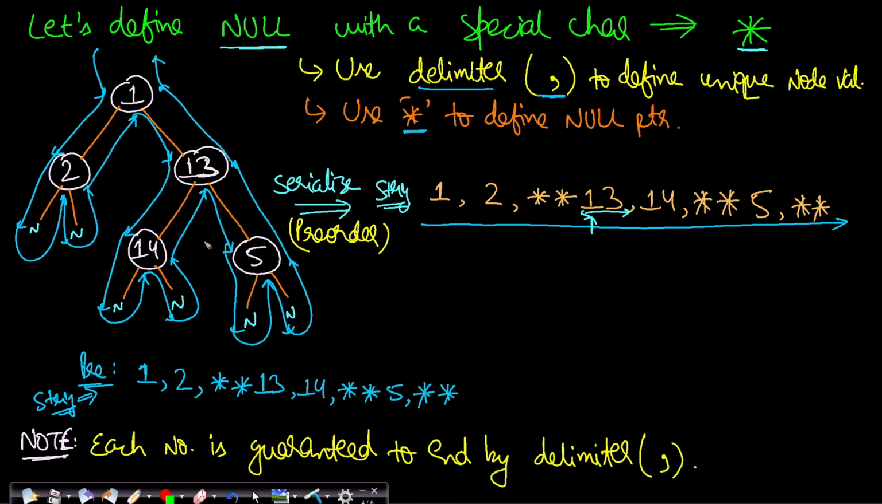Now the pre-order traversal takes order of n time. So the serialization also takes order of n time. Each node has been traversed maximum 3 times. And processing at each node is just order of 1 operation.